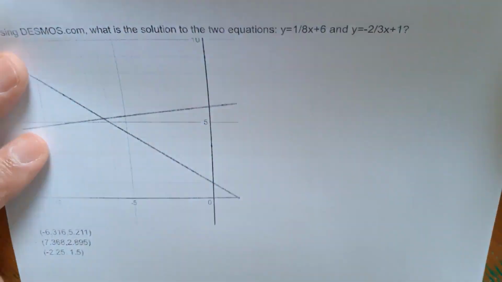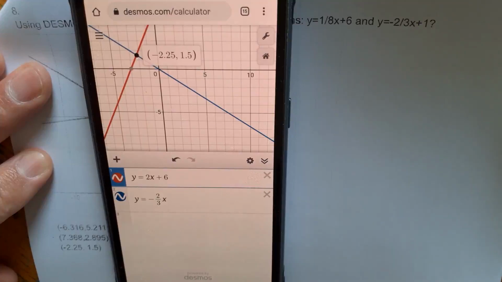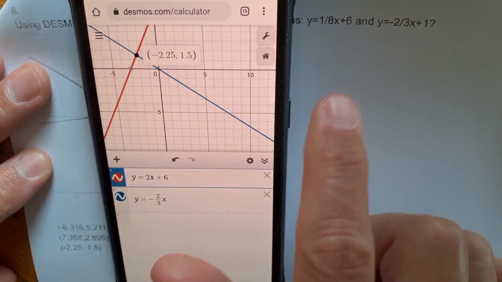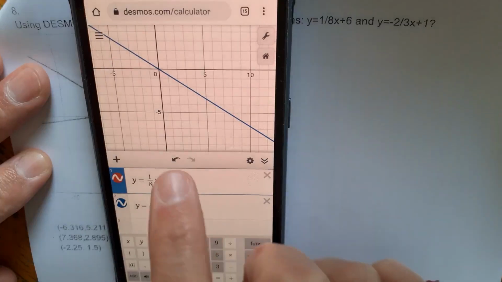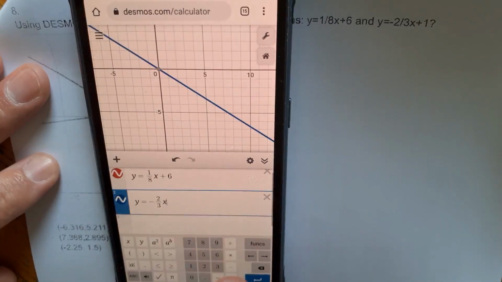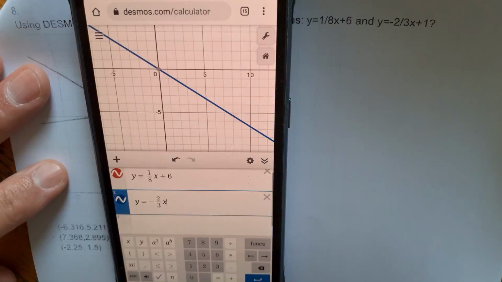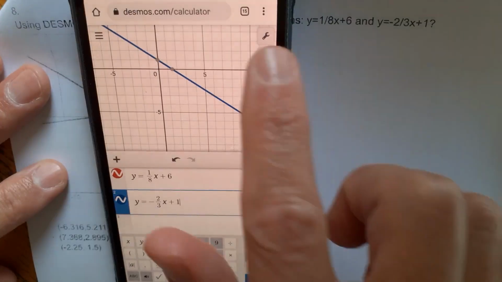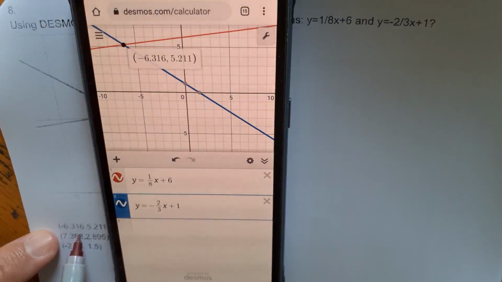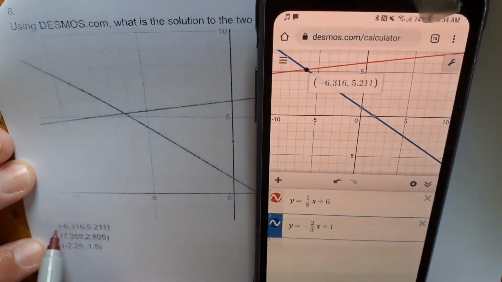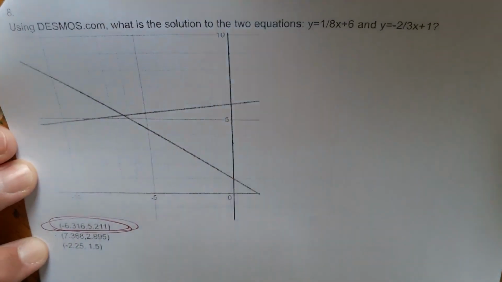Okay, looks like one more. So this looks like 1/8 x plus 6. So it looks like we're just practicing our fractions in Desmos. That's okay. Negative 2/3 x plus 1. And hit home to find it. Pretty quick. Negative 6.316 and 5.211. All right. Well, I guess I got some practice in using my Desmos and finding decimal values rather than integer values.